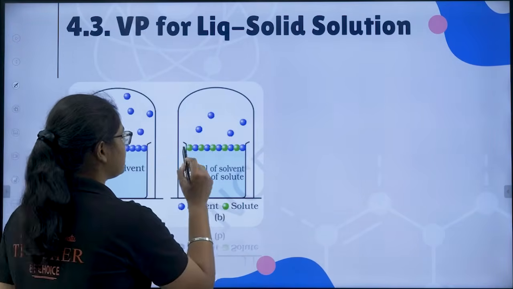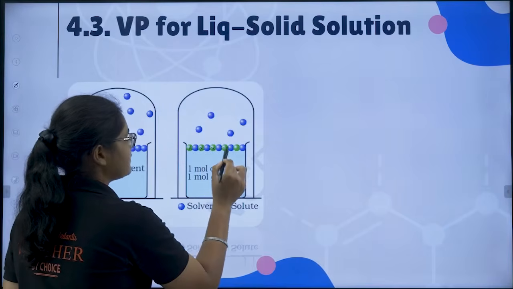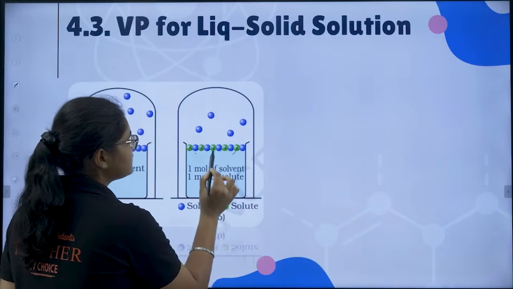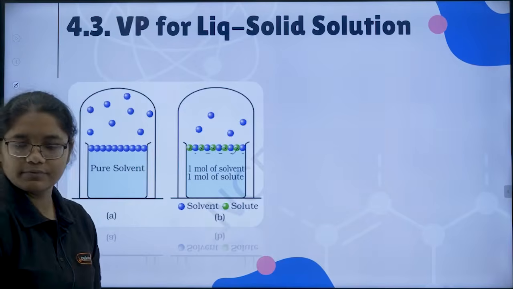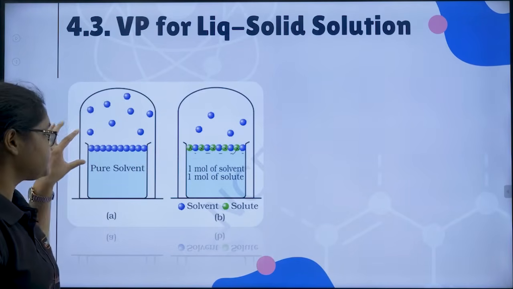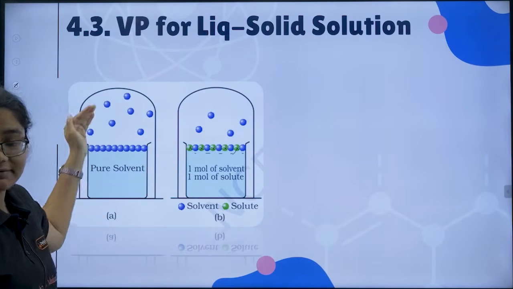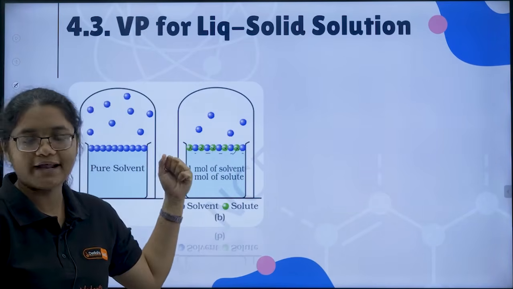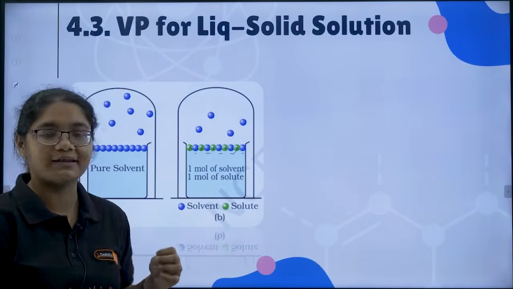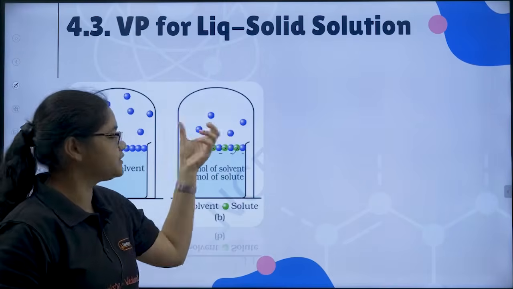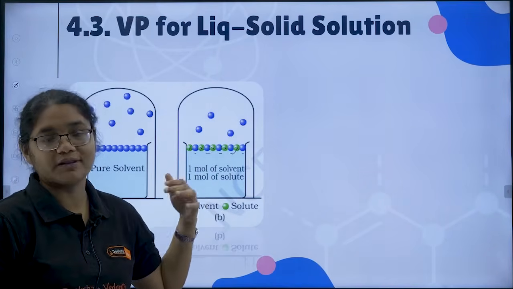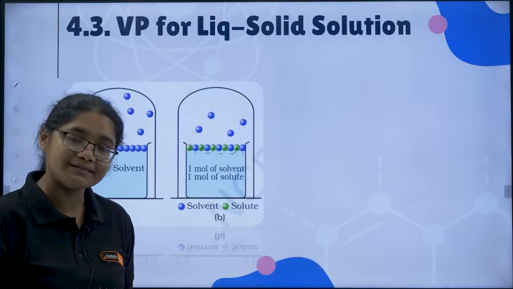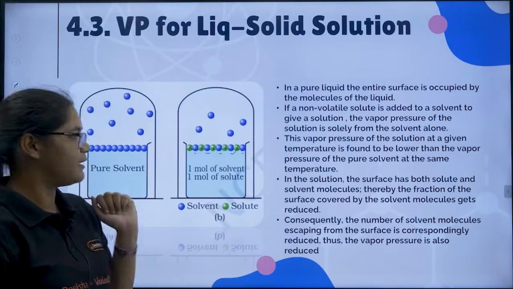Now these green particles will not evaporate, right? So only these 5 particles can evaporate now. There were 10 particles which can evaporate, here there are only 5 particles which can evaporate. So what do you understand here? The number of particles which can evaporate has become less, so that means the vapor pressure will also be less, right? That is what you have to understand.